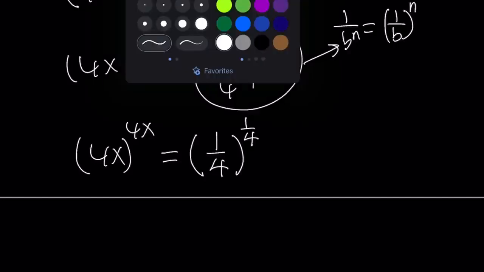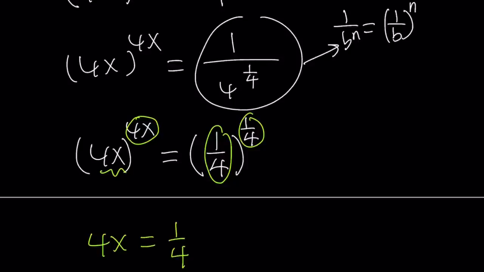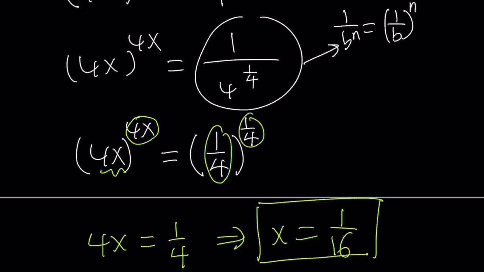Now we got the one-to-one correspondence. What is it? 4x is 1 over 4, and 4x is 1 over 4. Isn't that great? Yes, and now we got 4x equals 1 over 4, and then x equals 1 over 16, and case closed. This brings us to the end of, wait a minute, this is not the end of the video, because we got another solution. Wait a minute, how do you know that?